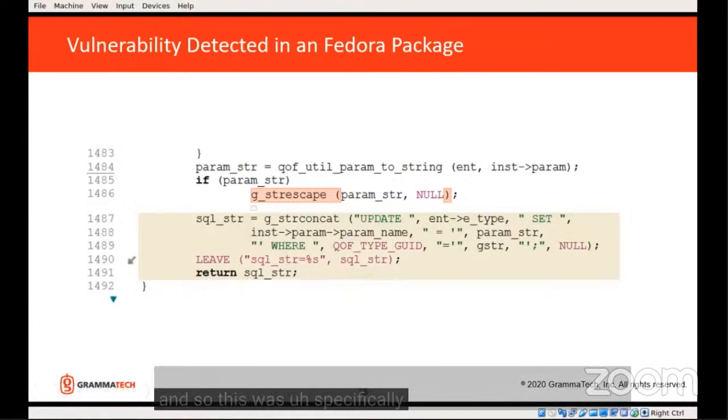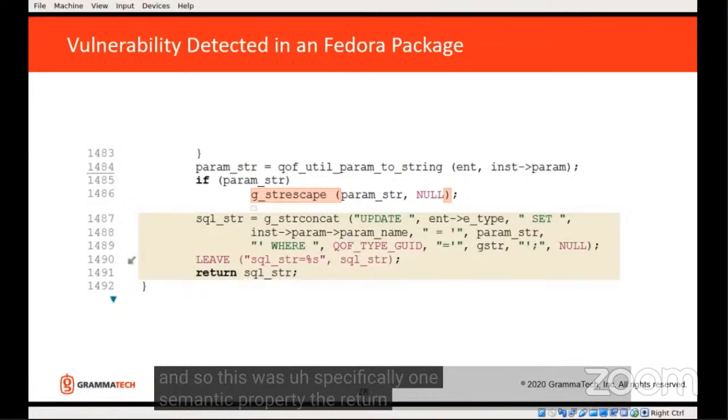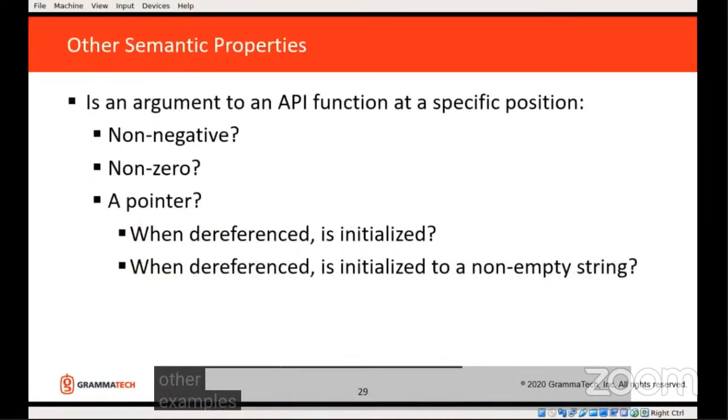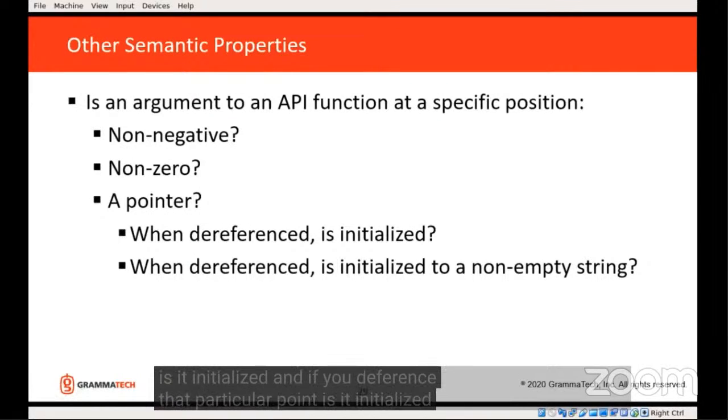And so this was specifically one semantic property, the return value usage, from which we were able to create lots of API rules. Here are some other examples of semantic properties that we extracted. For example, is an argument to an API function at a specific position non-negative, non-zero? Is it a pointer? When you dereference that particular pointer, is it initialized? And if you dereference that particular pointer, is it initialized to a non-empty string, and so on.